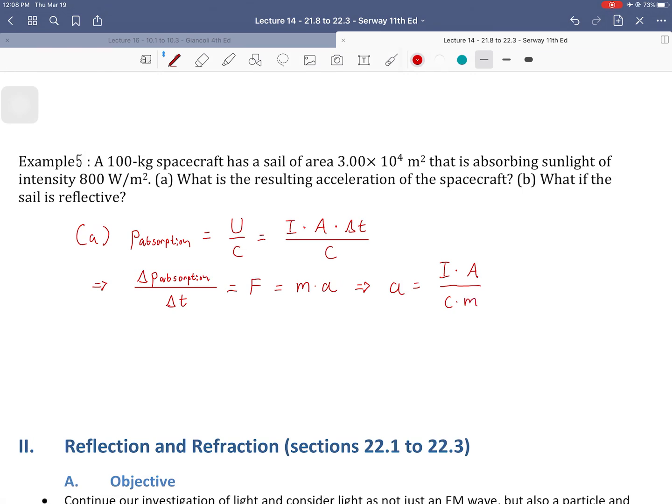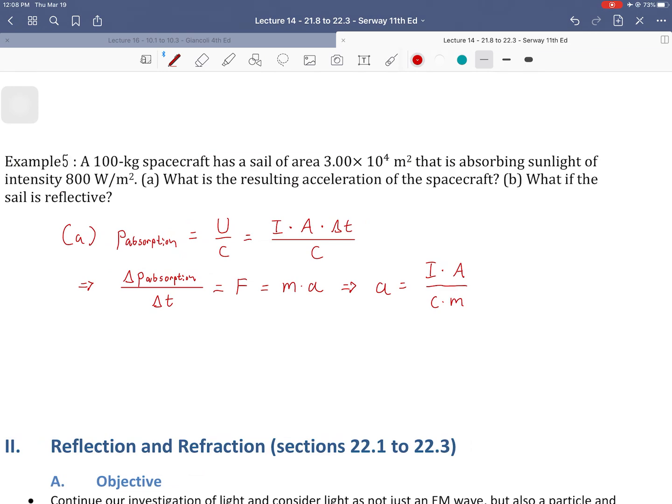Okay, so then we'll plug in our values. I have space down to do it here because we'll do something really similar in part B. So our intensity, we'll plug in our 800 watts per square meter. We'll have our cross-sectional area of 30,000 square meters. And then we'll be dividing that whole thing by the speed of light, 2.998 times 10 to the 8 meters per second, and then our mass, 100 kilograms.